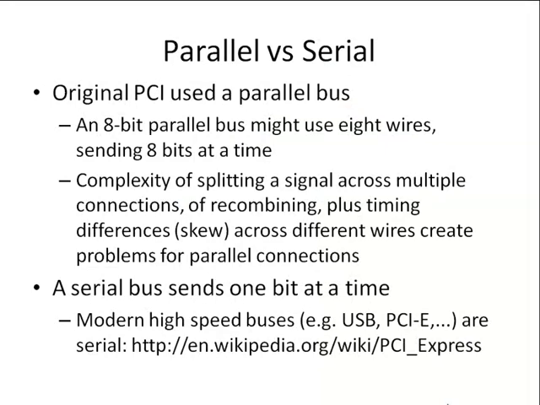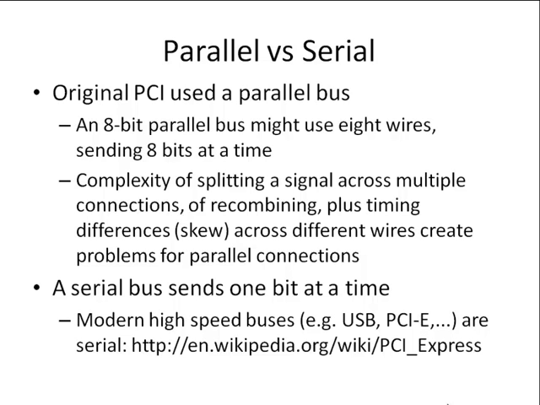Now, the original PCI used a parallel bus. To understand what this does, if we consider an 8-bit parallel bus, it might use, for example, 8 wires, and so when it sends a byte, it sends all 8 bits at the one time. And when it receives that byte, it has to receive all 8 bits at the one time and then combine those 8 bits into the one byte. But there's some complexity there, in that the single byte has to be split across multiple connections, and then when it's received at the other end, it has to be recombined.